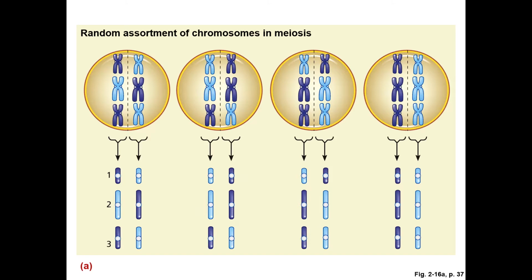Okay, random assortment of chromosomes in meiosis. Here on the left side, you can see the organization of where each is located. There you get the purple and then the blue. And then in row 2, you have the blue and then the purple. And then row 3, you have the purple and the blue.